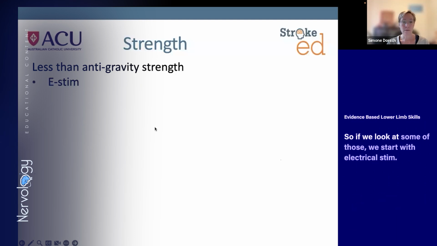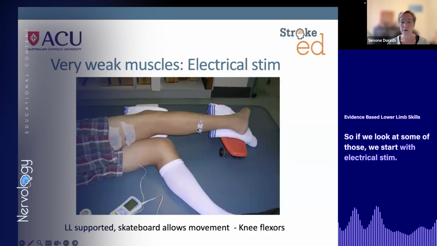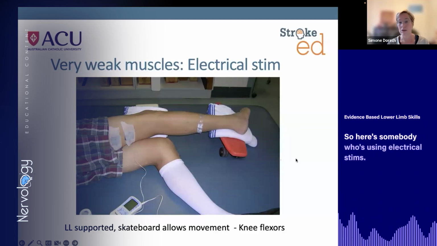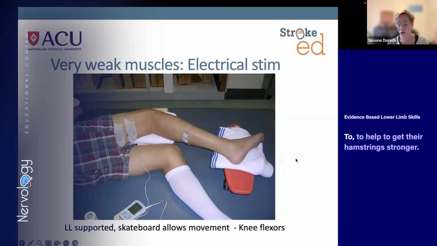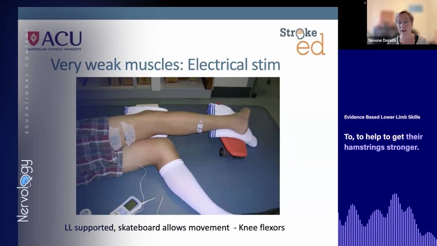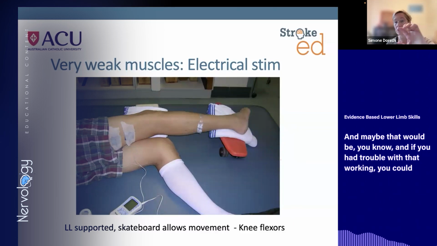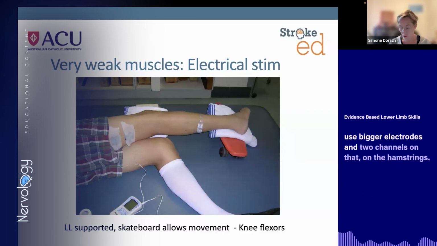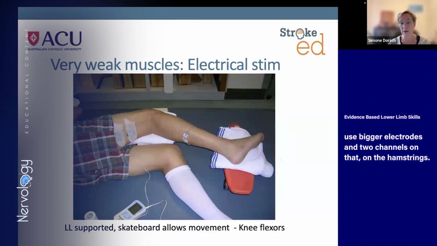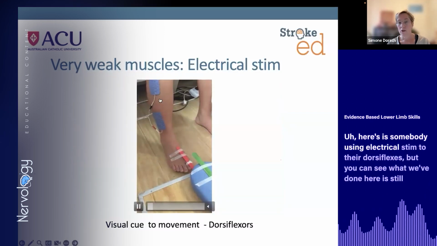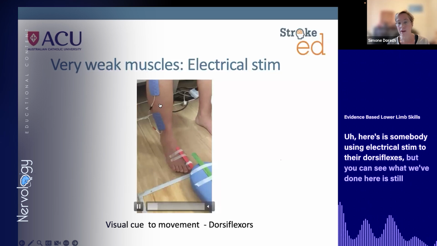If we look at some of those, we start with electrical stim, thinking about using it on big muscles as well. Here somebody is using electrical stim to get their hamstrings stronger. If you had trouble with that working, you could use bigger electrodes and 2 channels on the hamstrings. Here's somebody using electrical stim on their dorsiflexors.